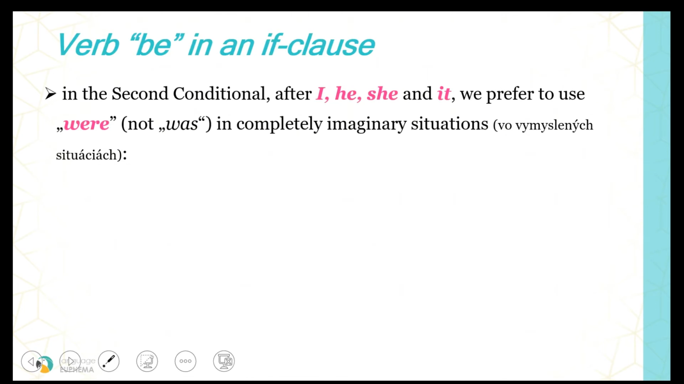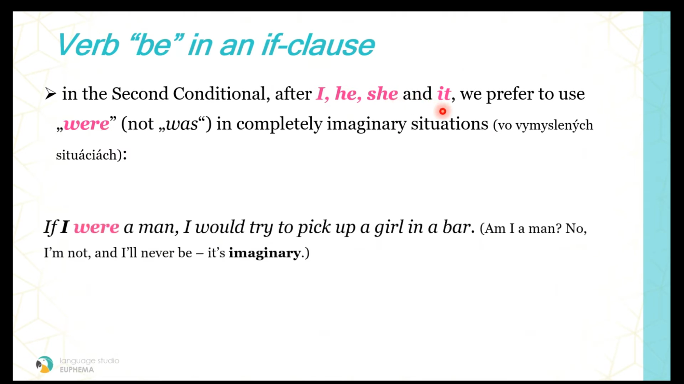Well, the rule is that in the second conditional, after I, he, she, and it it is preferable to use were and not was if we are talking about completely imaginary situations. All right? So not only can I use were after you, we, they, okay? If we were, if you were, but also after I, he, she, and it. It's completely correct. Well, let's see some examples here.